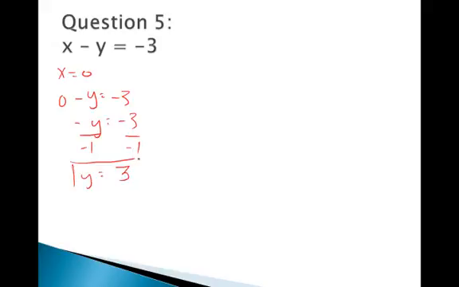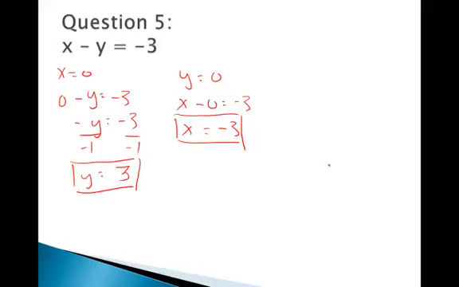So my line is going to intercept at 3 on the y-axis. And then let's see where it intercepts on the x by making y equal to 0. So I'm going to have x minus 0 equals negative 3. X is going to equal negative 3. So I know that on the x-axis it's going to intercept at negative 3.